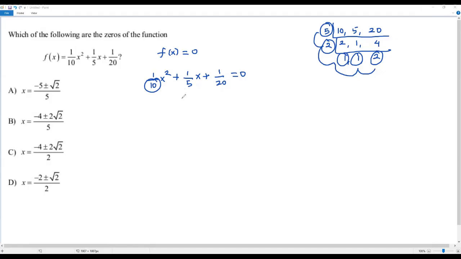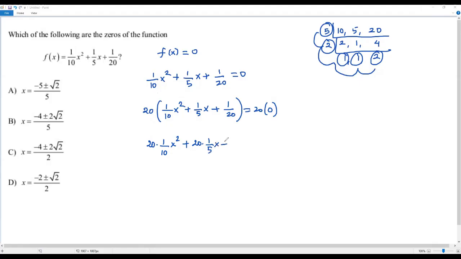Now we can multiply both sides of this equation by the least common multiple 20 to get rid of the denominators. Once I get rid of the denominators, the fractions will be no more. Let me multiply both sides by 20: 20 times (1/10 x² + 1/5 x + 1/20) equals 20 times 0. Here we can distribute this 20 to all the terms inside the parentheses. Then I'm getting 20 times 1/10 x², plus 20 times 1/5 x, plus 20 times 1/20. On the right side, 20 times 0 is 0.